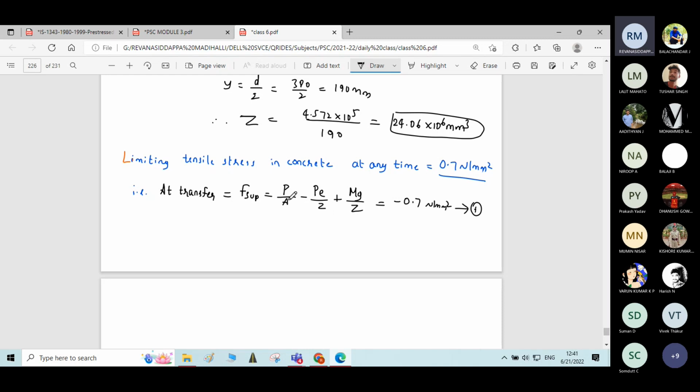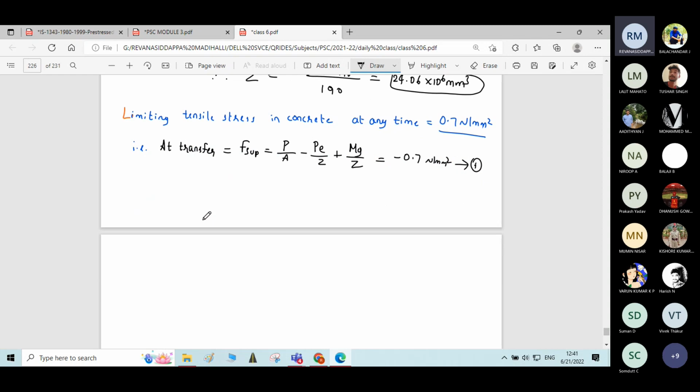At transfer, there will be only the effect of pre-stressing force and moment due to dead load. P by A minus PE by Z plus Mg by Z is equal to minus 0.7 Newton per mm square. Already you are familiar with this condition, students, in the first module. I am not going to explain these equations in detail. If you want any clarification, you can refer to the lecture videos or the notes of module 1. So this is the equation we get at transfer: F superior equal to P by A minus PE by Z plus Mg by Z.